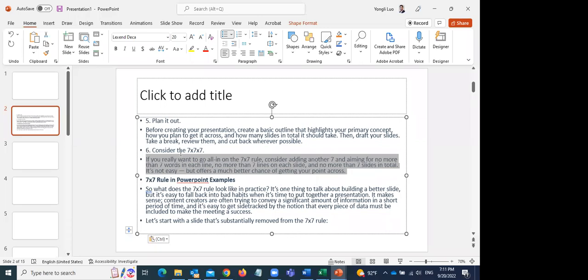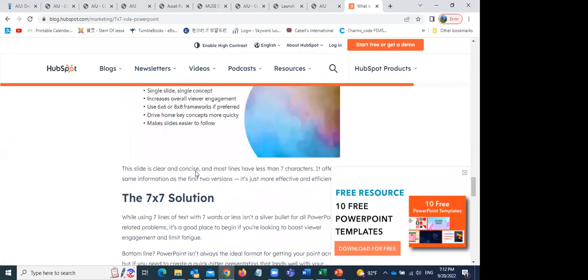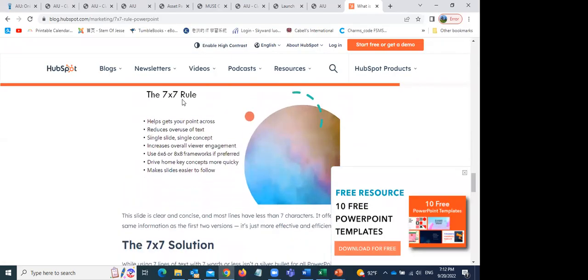Try to make it simple and easier to read. Don't type a lot of words like this one. Each slide has to have seven highlights. My expectation is that the rule is 7 by 7, but it doesn't have to be 7. The maximum is 7 lines, and each line no more than 7 words. That's what most PowerPoints do.